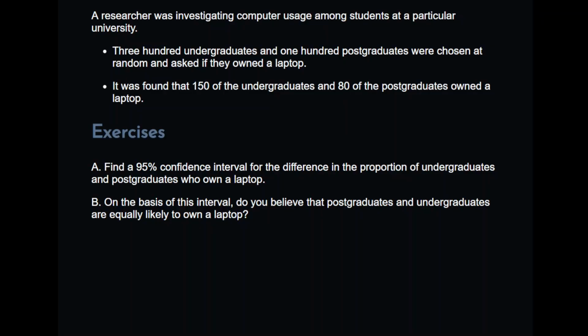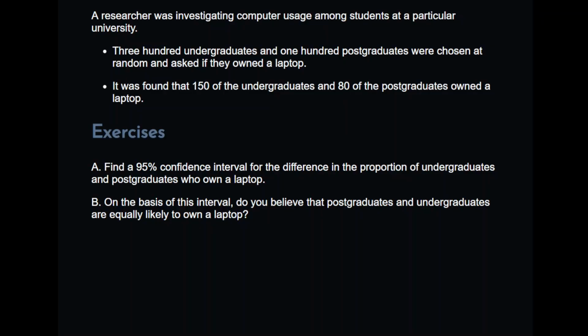A researcher was investigating computer usage among students at a particular university. 300 undergraduate students and 100 postgraduate students were chosen at random and asked if they owned a laptop. It found that 150 of the undergraduates and 80 of the postgraduates owned a laptop. So the exercise is: find a 95% confidence interval for the difference in the proportion of undergraduates and postgraduates who own a laptop. And on the basis of this interval, do you believe that postgraduates and undergraduates are equally likely to own a laptop?